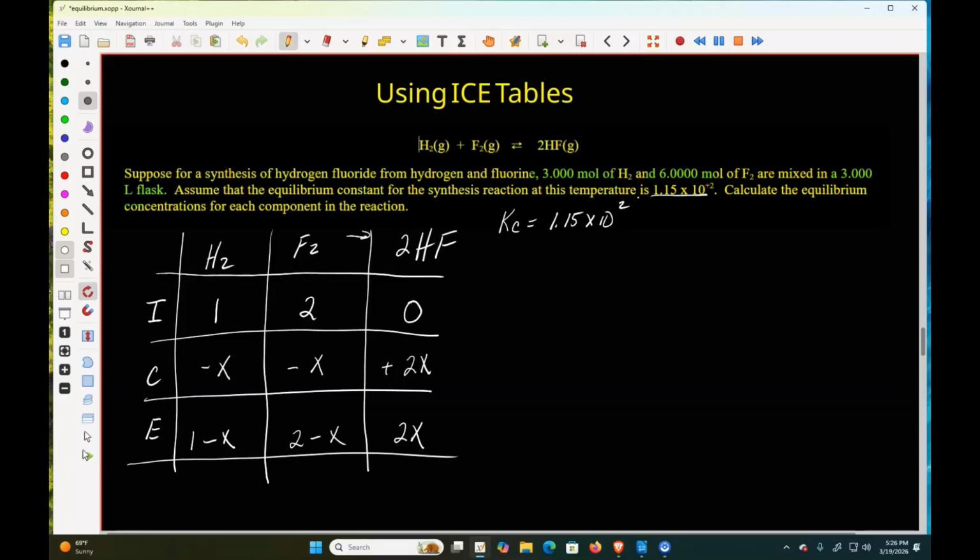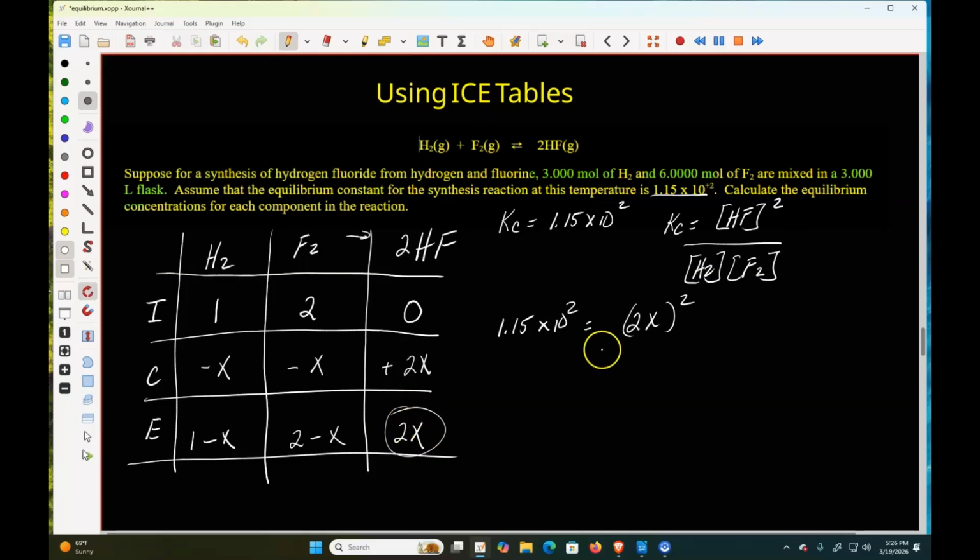All right, let's set up our mass action equation then. Because I know in my mass action equation, Kc equals my products raised to a power over my reactants raised to their powers. All right, so I'm going to say Kc, which is 1.15 times 10 to the second, is going to equal 2x squared. I got that from here. Over 1 minus x and 2 minus x.